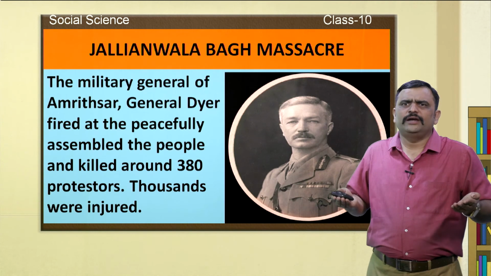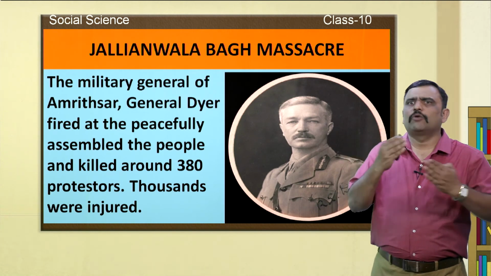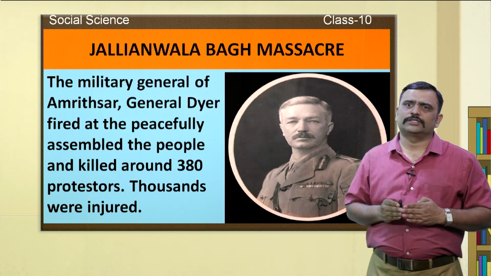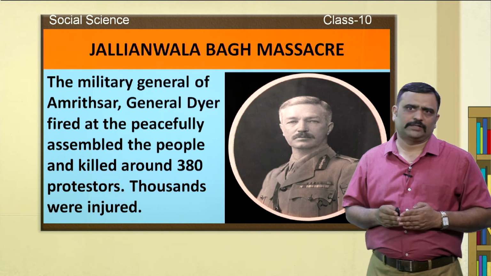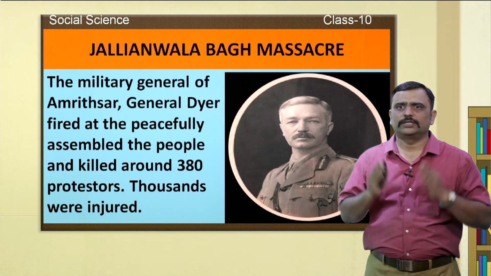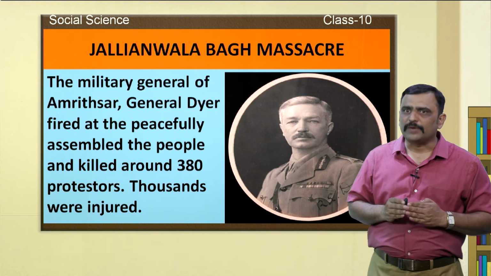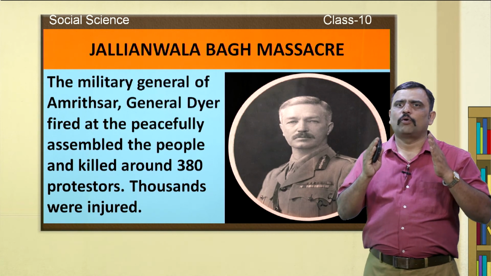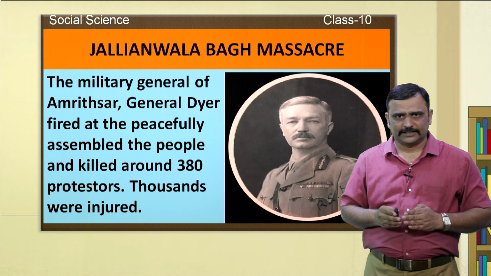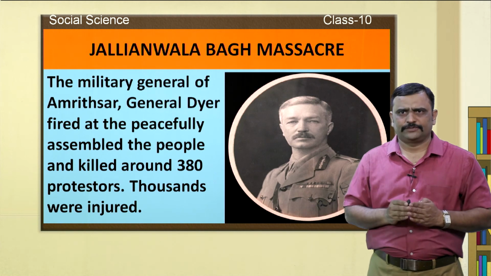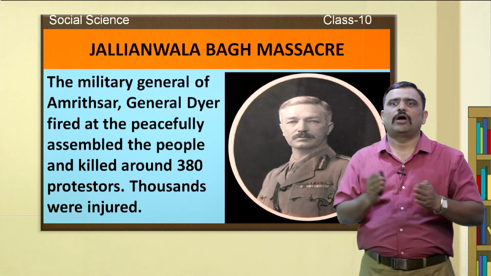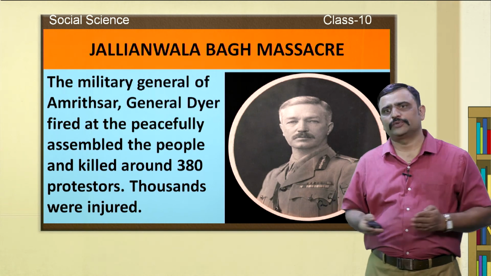There was no need for General O'Dwyer to go on with the firing. He could have gone ahead with the orders to disperse, but without giving any clear instructions, he just ordered his army people to open fire on the peacefully protesting Indians. In that protest, 380 people were killed on the spot and thousands were injured.